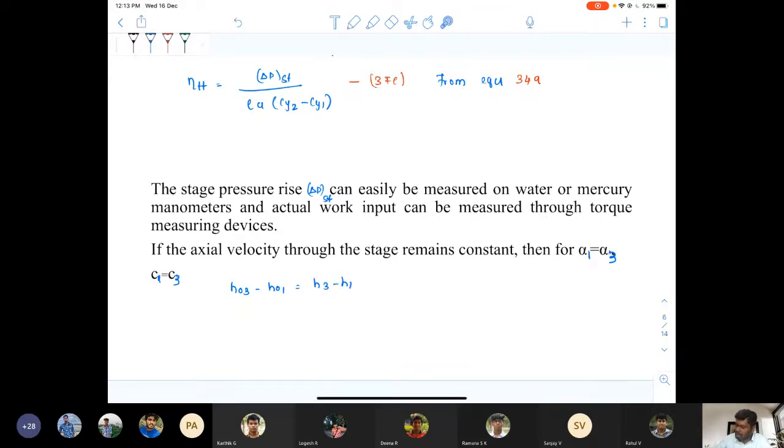Now this stagnation value is being written in a dynamic format. If we add half C1 square and half C3 square to this equation, this will become H3 minus H1. Therefore, the stagnation enthalpy H03 minus H01 can be written as H3 minus H1, and consider this as equation number 38. Again, this equation can be written in the format T03 minus T01 is equal to T3 minus T1.